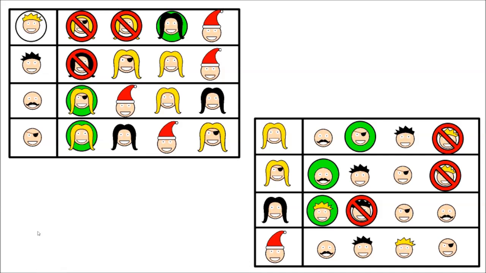Black-haired guy is the only unmatched guy, so he's next. He proposes to the eye patch girl because she's next up in his ranking. He won't propose to the black-haired girl because she's dumped him already. Unfortunately, she prefers moustache guy over him, so he gets rejected. It's the big red cross for him.